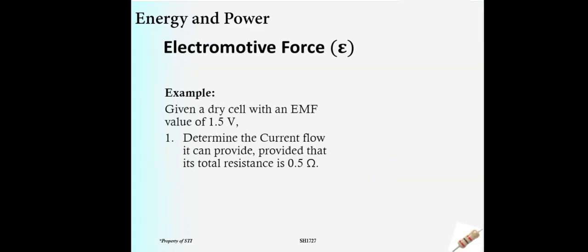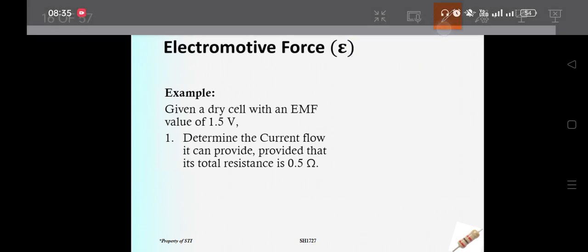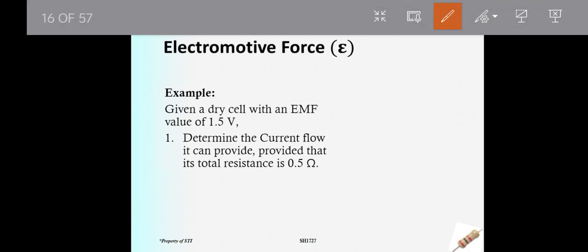Given a dry cell with an EMF value of 1.5 volts, determine the current flow it can provide, provided that its total resistance is 0.5 ohms. Okay. Alamin din natin yung current, no? Yung I. Yung hinahanap natin dito. Determine the current or yung I, yung hinahanap.